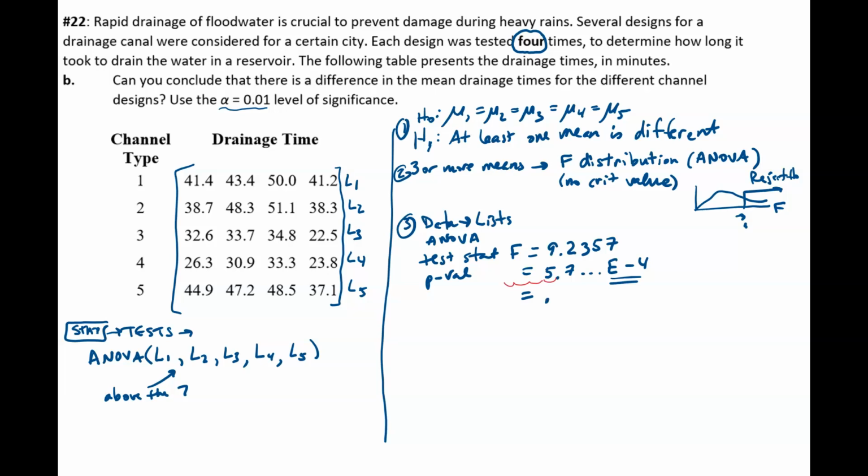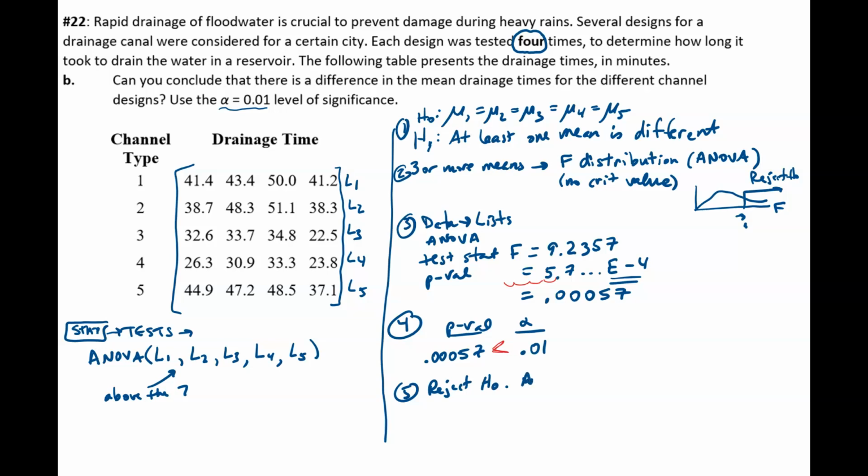So that would be 0.00057. So what looks like a really big number is actually quite small. Then as we do the comparison, we only have the p-value to compare to the significance level, so 0.00057 compared to the given 0.01, and our p-value is definitely small. So that means we're going to reject the null. When the p-value is low, the null must go.